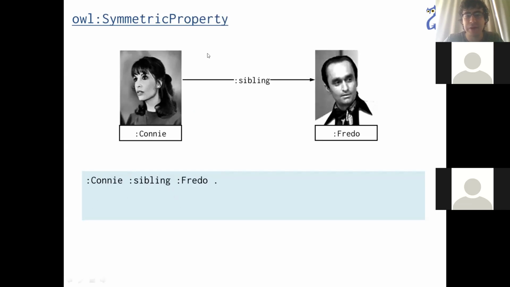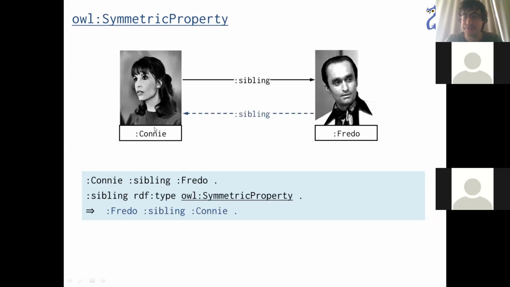So a similar feature is symmetric property, which is in fact a class of properties. So for example, if sibling is the inverse of sibling, we could define this. It would be one way to define it, but another way is to define sibling as a symmetric relation. So if Connie is sibling Fredo, and sibling is of type symmetric property, then Fredo will be sibling Connie. Okay? So we could equivalently have defined that as sibling inverse of sibling. Okay, but we rather express it in general as a symmetric property.